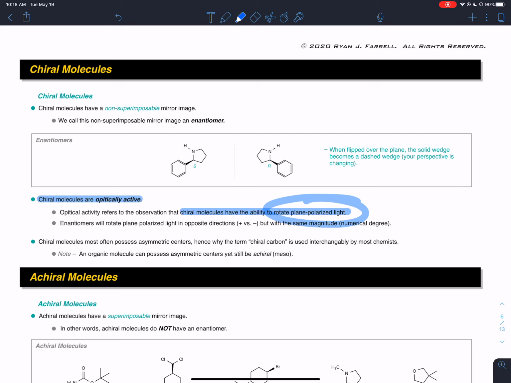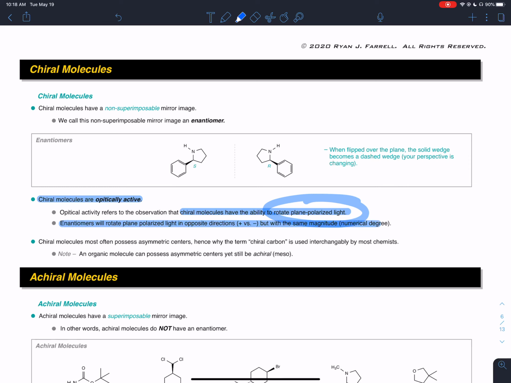If you were to hit the compound with a beam of plane polarized light, which has a specific directionality, that chiral molecule would rotate the light to a specific numerical degree, either clockwise or counterclockwise, and that really depends upon the compound. The optical activity of each compound can differ, okay?